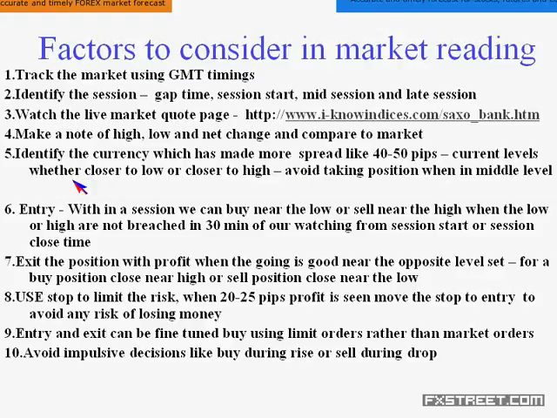Then watch whether the current levels are closer to the low or closer to the high. Currently, you find euro and GBP are closer to the high, and USD yen is also closer to the high or slightly below that. And in the case of CHF, it is closer to the low or slightly above. Then the Canadian dollar is closer to the low, and the Australian dollar is not closer, it is in the middle level. So avoid taking positions when in the middle level. Australian dollar is in the middle level, so avoid taking a position because it is not going to make any quick move for us to quickly grab the profit.